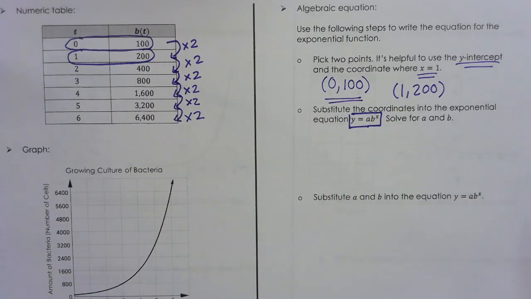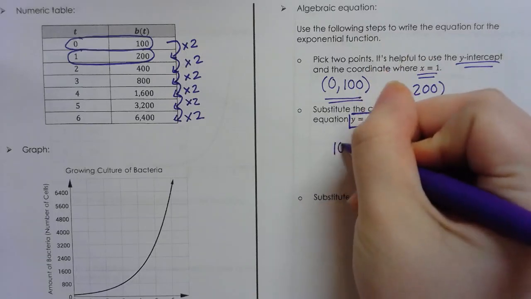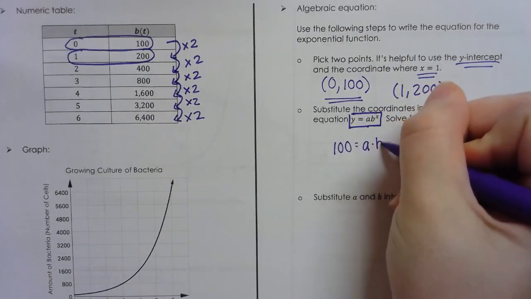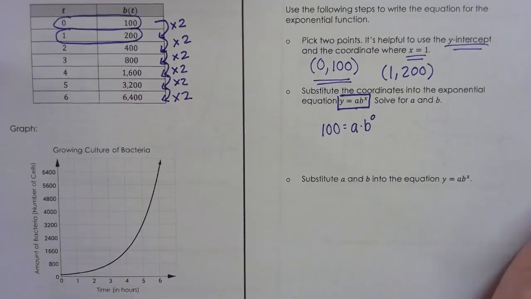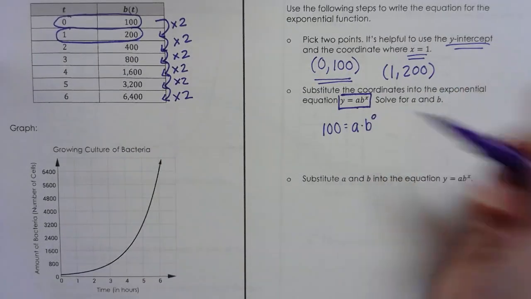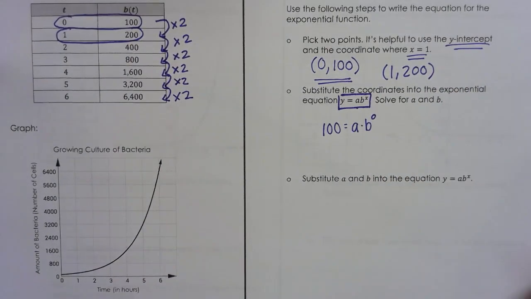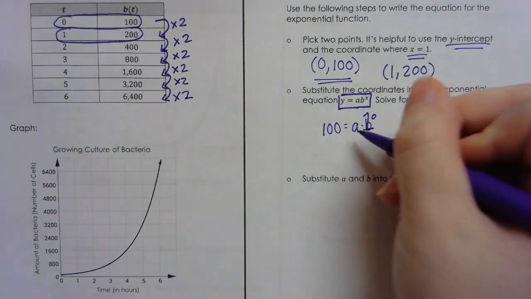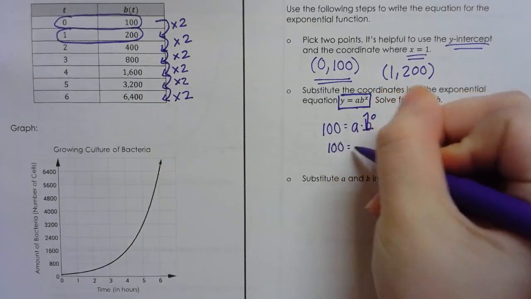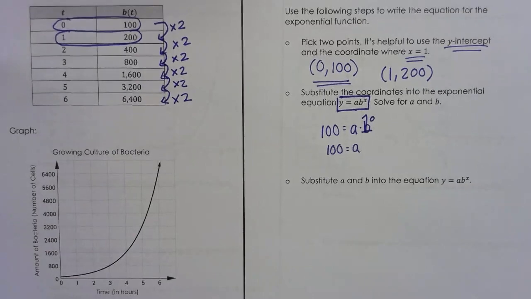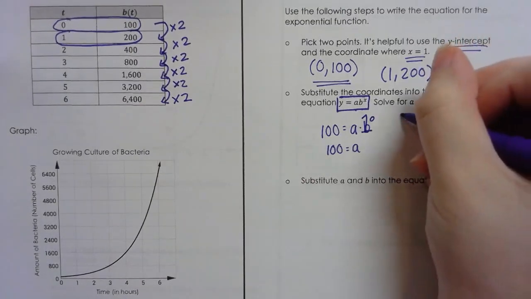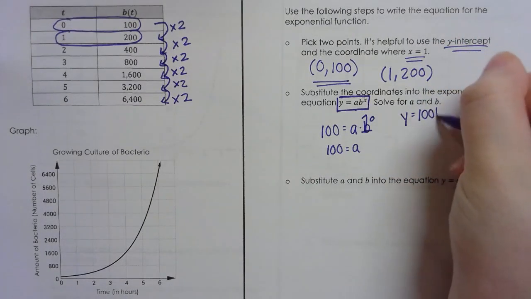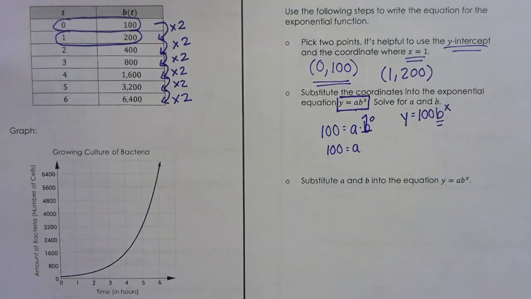First, we're going to use that y-intercept. So y, 100, equals a times b to the 0. Now I think we're starting to see why we needed to use that 0. Because right now we have 2 variables, but anything to the 0 power is what? Not 0. Anything to the 0 power is 1. So then we just have a times 1, which is really just a. So now we know the value of a. We could take that value of a and put it back in this equation as well. So now we know y equals 100 times b to the x.